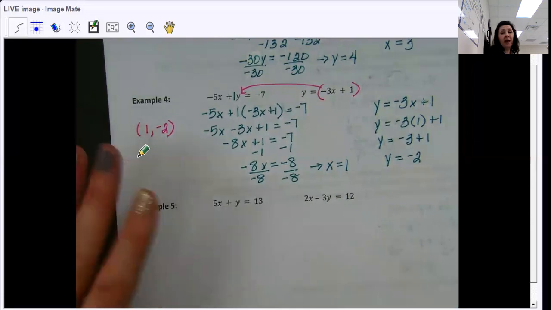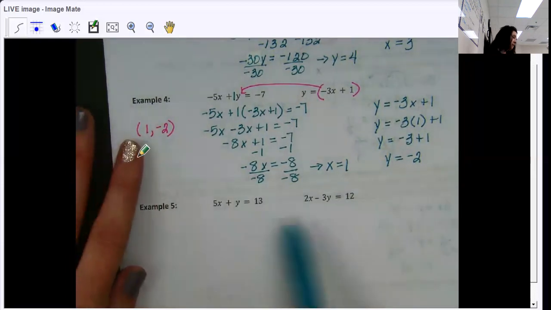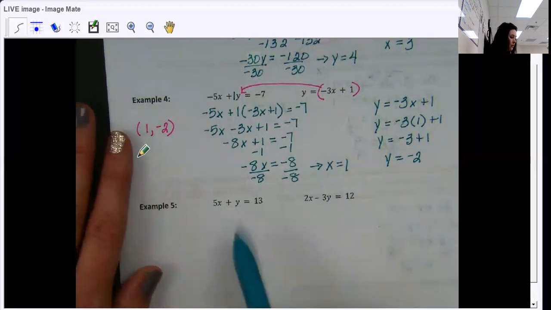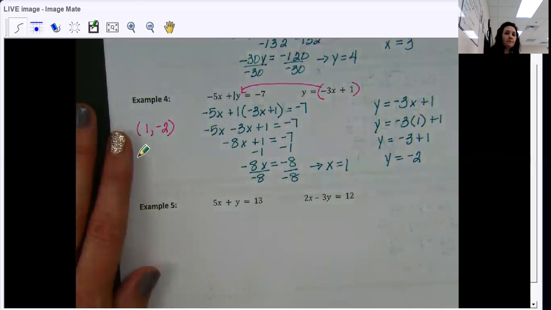Okay, now in this problem, I don't have a variable isolated. So I'm going to have to isolate one. And so now this is where you need to look. You need to see, okay, are there any variables that don't have a coefficient? That's where you want to go first. Well, this one right here doesn't have a coefficient. So that's the one that I'm going to solve for. I'm going to solve for that y.